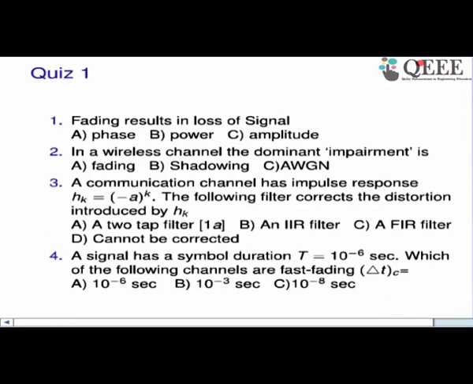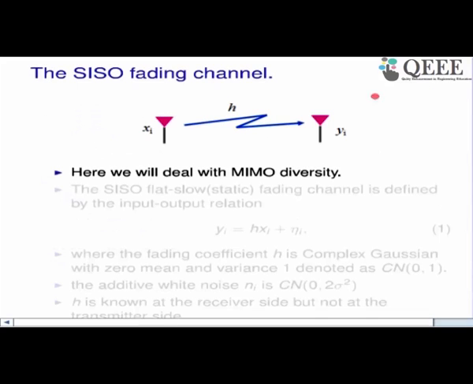So at this point I would expect you to take a quiz that would be taken at the end of the class. I'll move on to the next slide. We'll see the MIMO channel. So now the single antenna, that is single input, single output fading channel, is characterized by this figure here. You have a transmitter, the signal Xi is transmitted, the channel gives a fading coefficient, that is H, and Yi is the received signal.